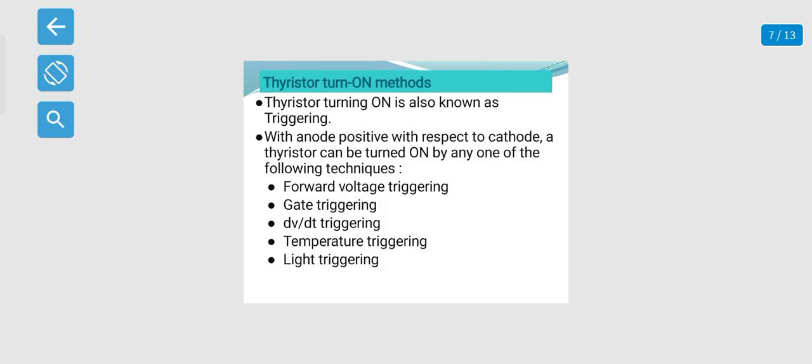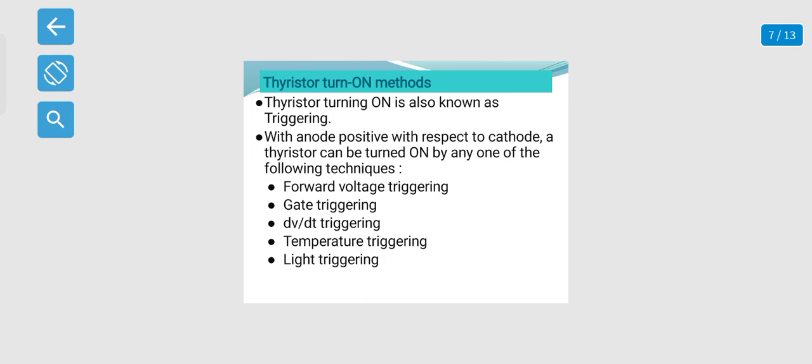Turn-on methods of SCR. An SCR is turned on by increasing the anode current. This can be achieved in one of the following ways. First, by raising the temperature, that is thermal triggering. Second, by focusing light, that is optical triggering. Third, by applying high voltage, that is forward voltage triggering. Fourth, by applying a high dv by dt, that is dv by dt triggering. Fifth, by increasing the gate current, that is gate triggering.